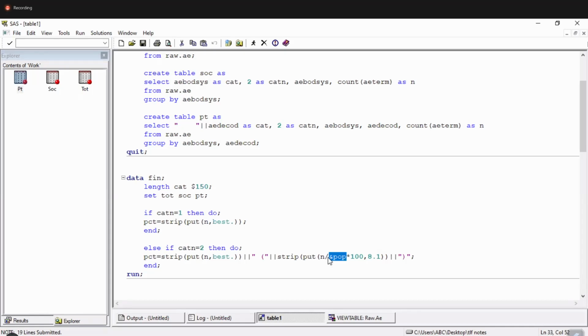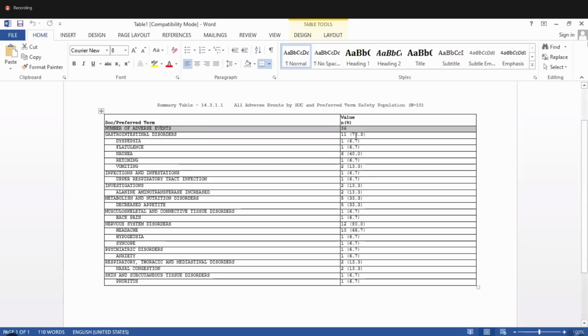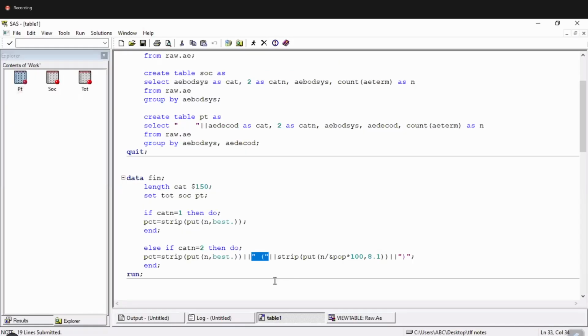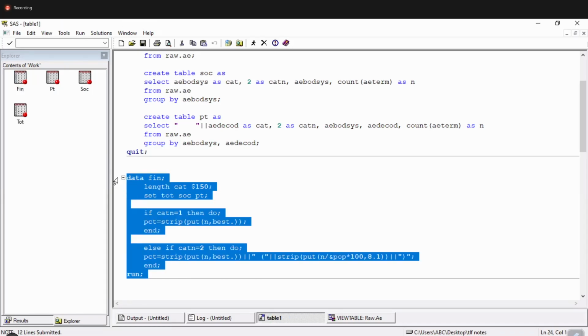The put function will convert a numeric into a character variable. The strip function will remove the leading and trailing spaces. Then I need brackets like this, and within the brackets I need the values. So these brackets also I'm concatenating: first the n value, then in brackets the percentage. We run.